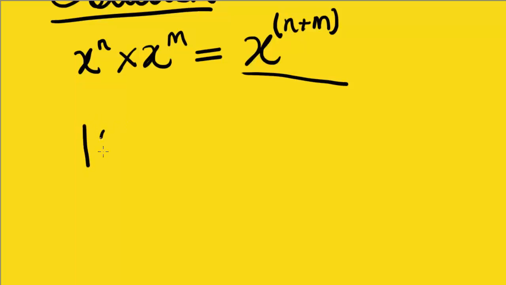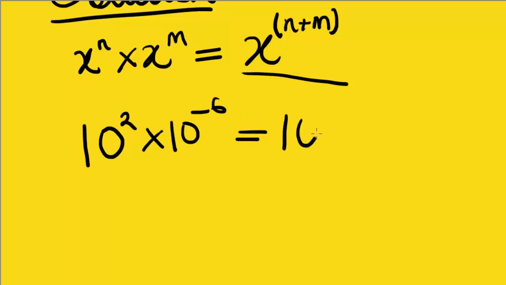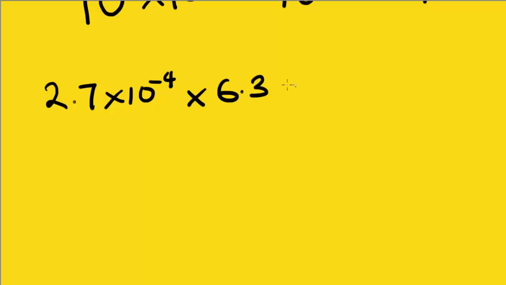So if you had 10 to the 2 times 10 to the minus 6, your solution would be 10 to the 2 minus 6. So you simply add 2 and minus 6. So I guess I should have written 2 plus minus 6, which is the same thing as 2 minus 6. And that's 10 to the minus 4. So that's just an example. So for the purpose of this question, we have 2.7 times 10 to the minus 4 times 6.3 times 10 to the 6. The first thing I'll do is rewrite this expression so I can group the 10s together.